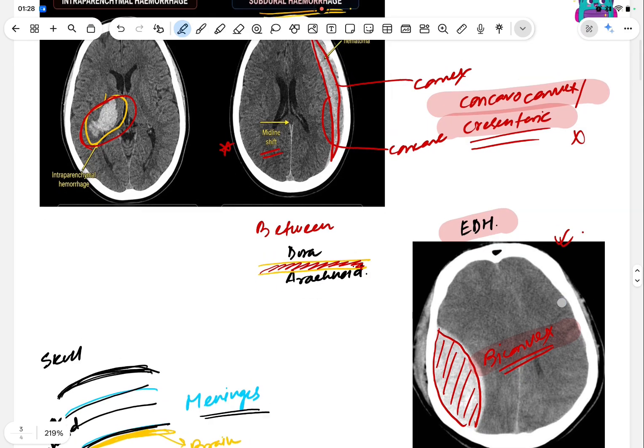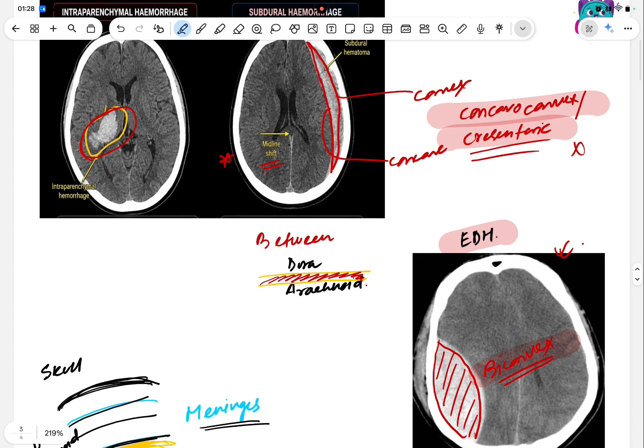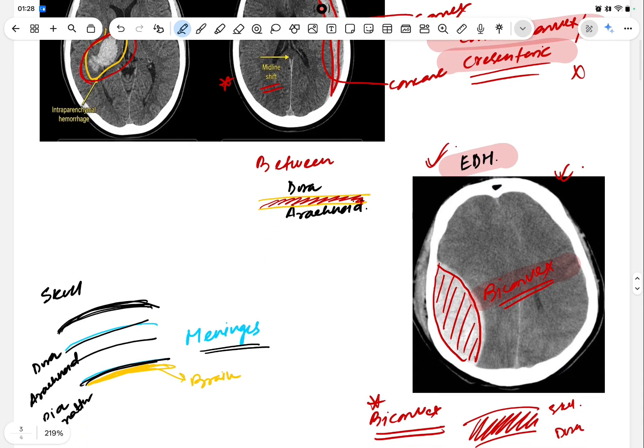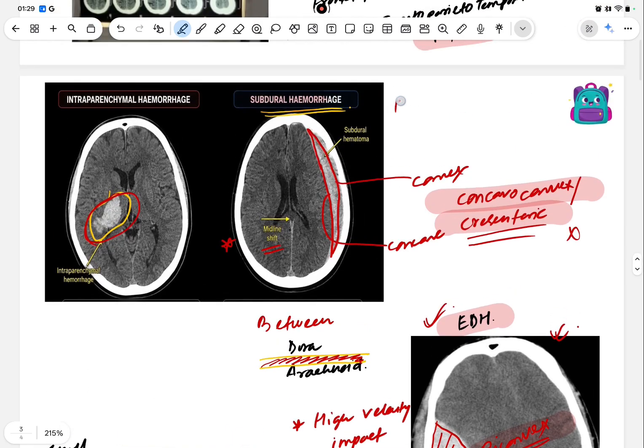Subdural hemorrhage occurs mainly in elderly patients post trivial injury, right? In case of extradural hemorrhage, it occurs in case of head injury or high velocity impact. Subdural hemorrhage mainly occurs in the elderly due to trivial injury.